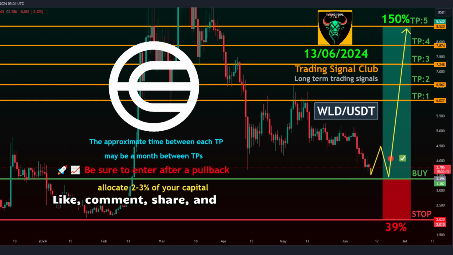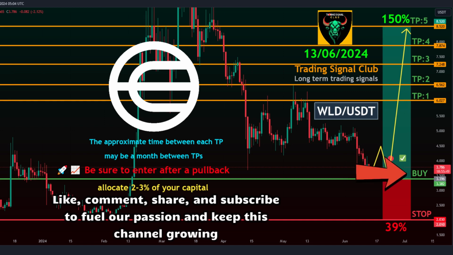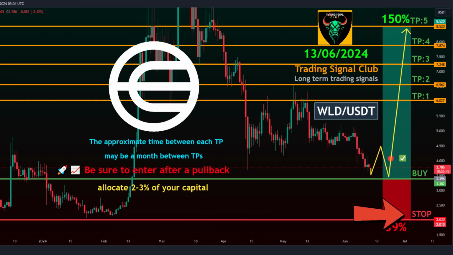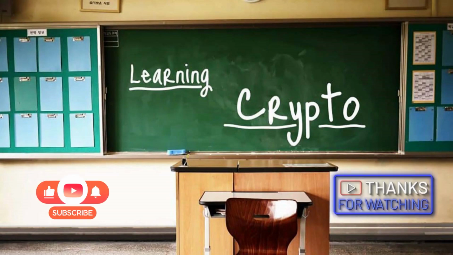Trading style: spot. Target time frame: about a month between TPs. Entry levels: 3.396 to 4.083. Take profit targets: Target 1, 6.027. Target 2, 6.562. Target 3, 7.248. Target 4, 7.874. Target 5, 8.520. Stop level: 2.030.